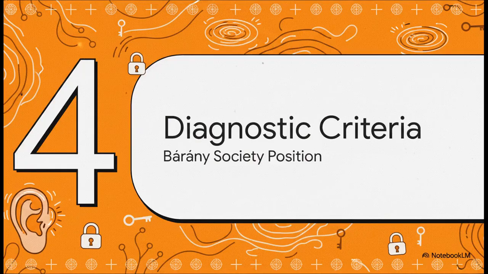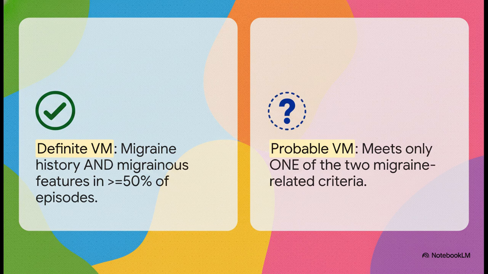All right, Section 4, Bárány diagnostic criteria. This is your ultimate bedside tool for securing the diagnosis. The Bárány criteria are split into two tiers, definite and probable. For definite vestibular migraine, you need at least 5 episodes, a current or prior history of migraines, and migrainous features in at least 50% of those vertigo episodes.